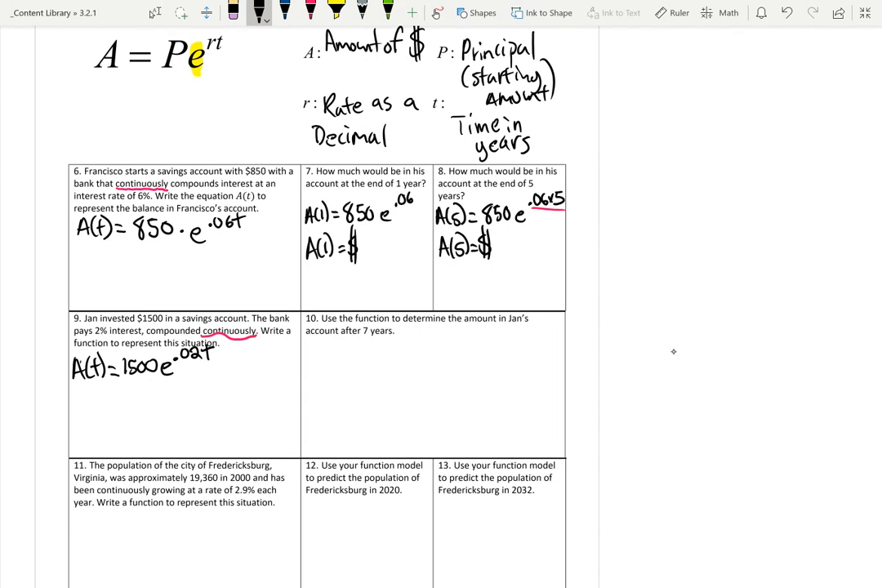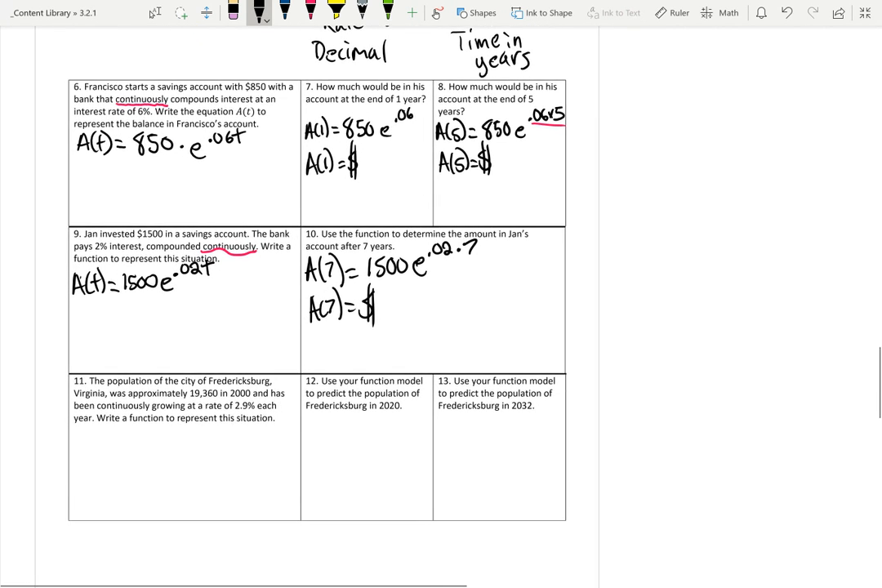I'm going to go ahead and plug this in. It wants me to figure it out for 7 years. So I'm going to use 1,500 times e to the 0.02 times 7, and I'm going to get an amount of money. Voila.